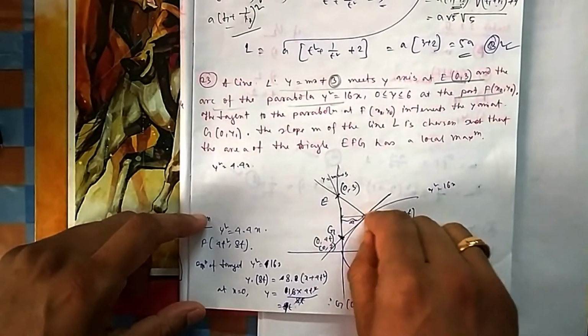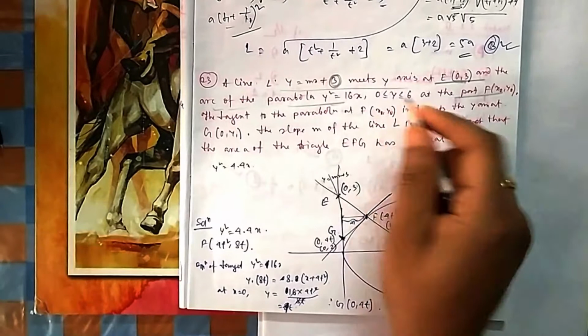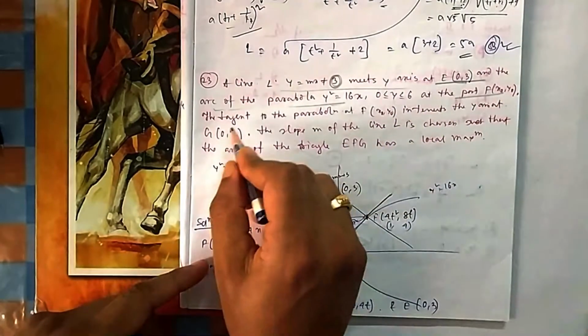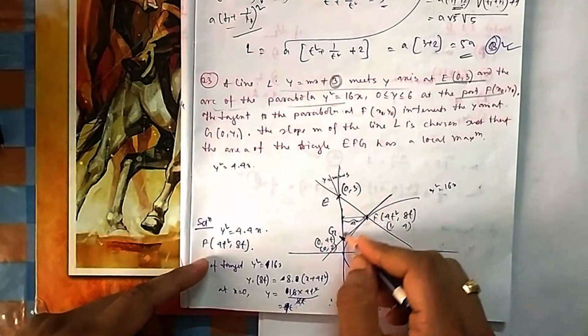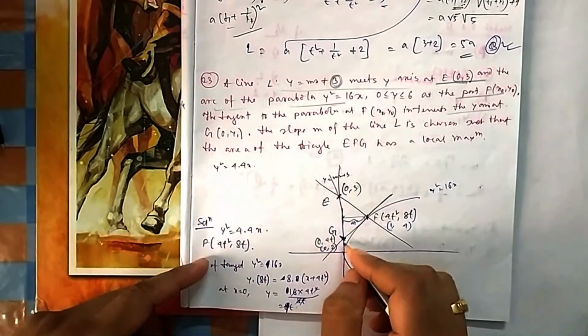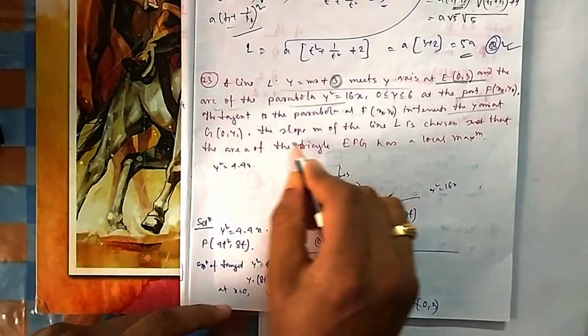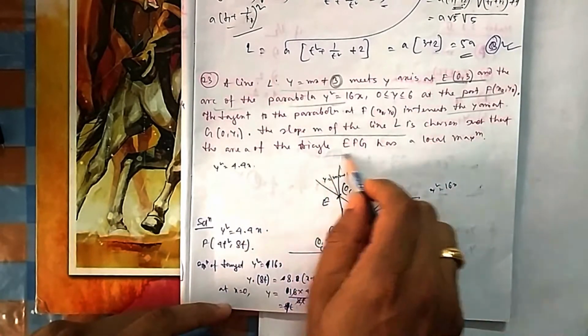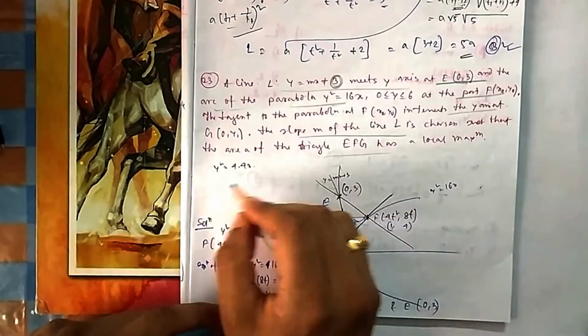So at a point it is meeting, that is x, and your y is between 0 to 6. They have also given the tangent to the parabola at F. This tangent to the parabola meets the y-axis at G. The slope of the line L is chosen such that the area of the triangle EPG has a local maxima.